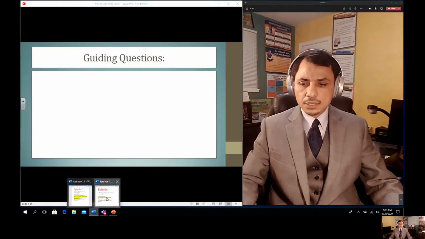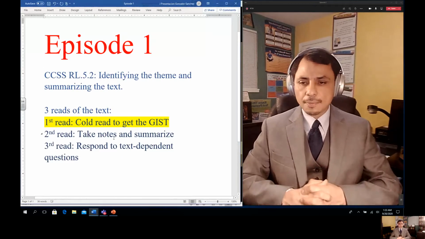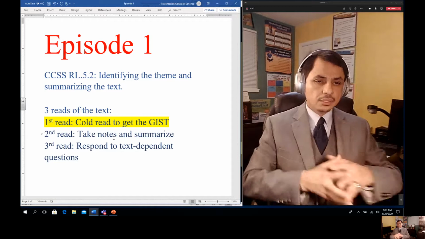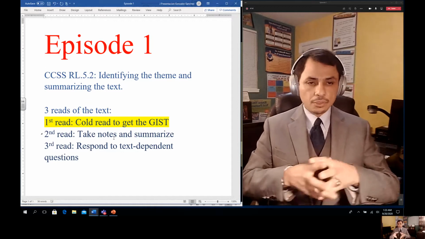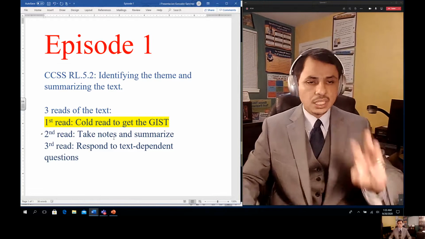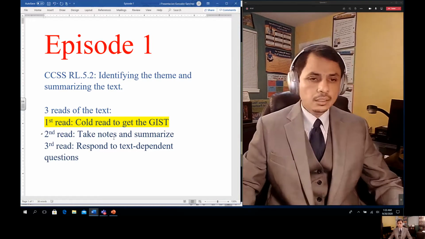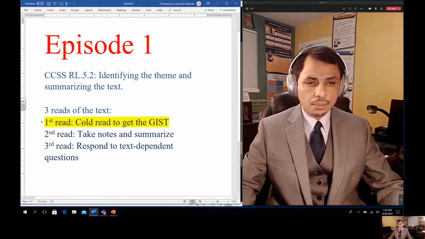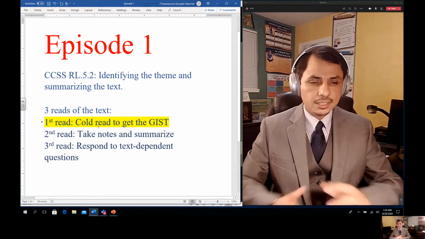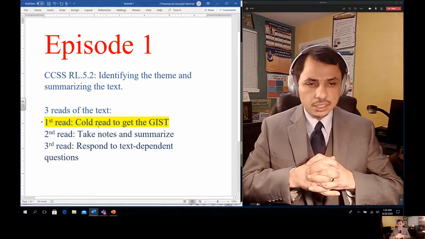In episode 1, we introduced the standard and the learning objective. And in our explanation of the learning objective to our students, we discussed that we were going to be conducting 3 separate reads of the story. And we completed our first read. We completed a code read of the text. And the purpose of that code read was to get the gist.